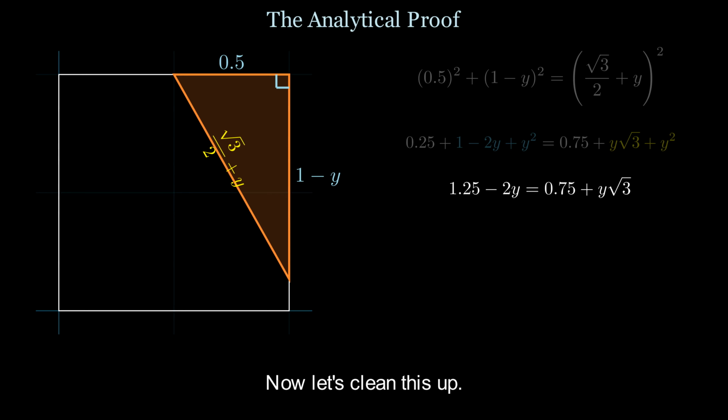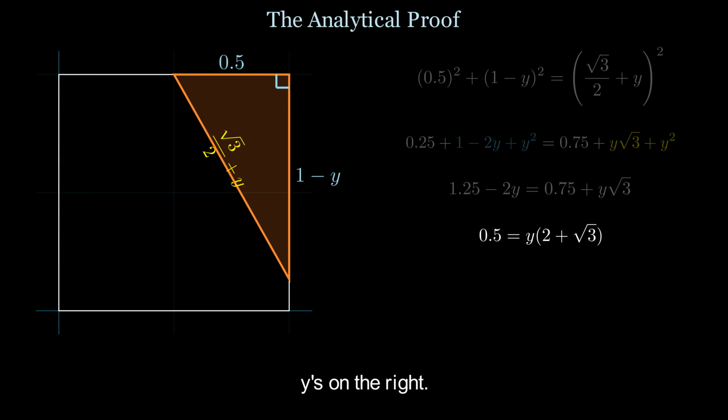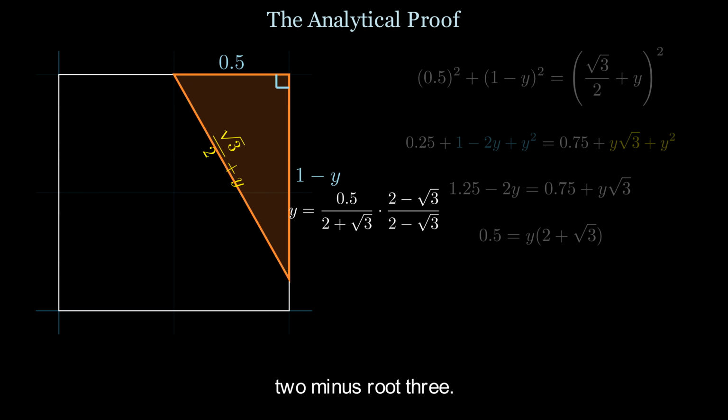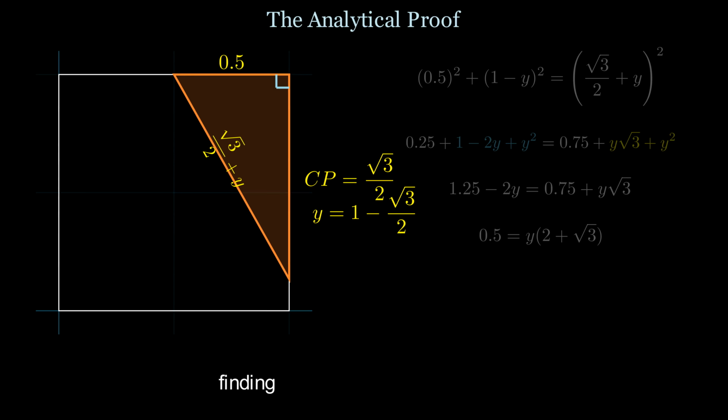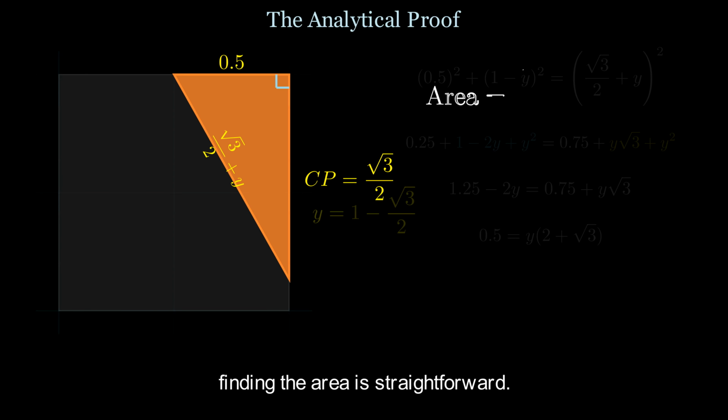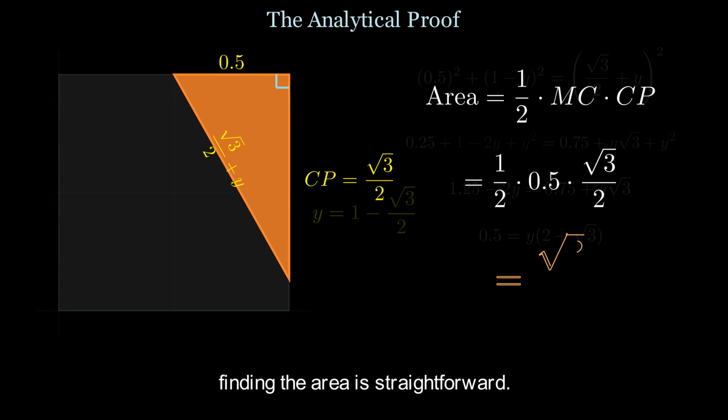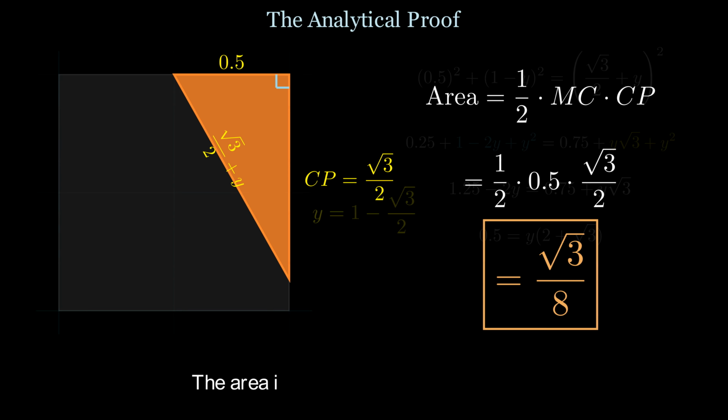Now, let's clean this up. Numbers on the left, y's on the right. We can get a cleaner answer by multiplying by the conjugate, 2 minus root 3. Now that we have y, finding the area is straightforward. The area is exactly root 3 over 8.